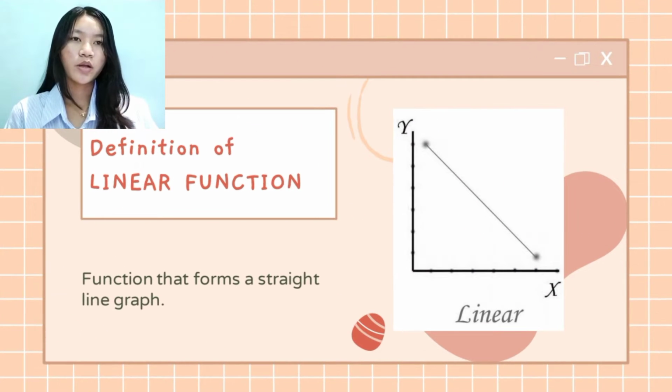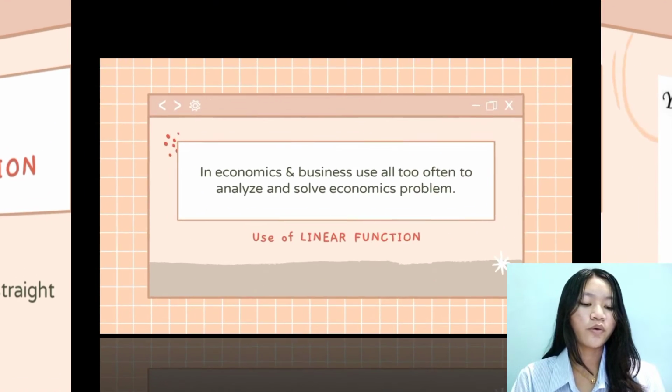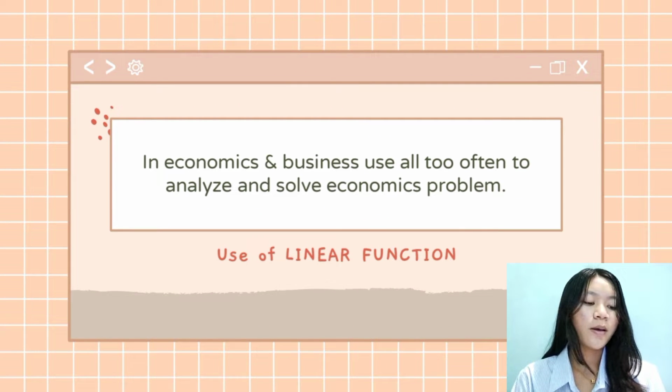Hello everyone, I'm here to talk about linear functions. So, what is a linear function? Actually, a linear function is defined as a function that forms a straight line graph. A linear function is one that has the highest rank of variability, for simplicity. According to "Application of the Linear Function" published by the Indonesian Computer University, a linear function is one that economists and business people use all too often to analyze and solve economic problems.